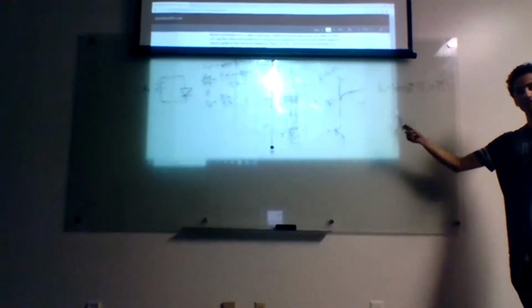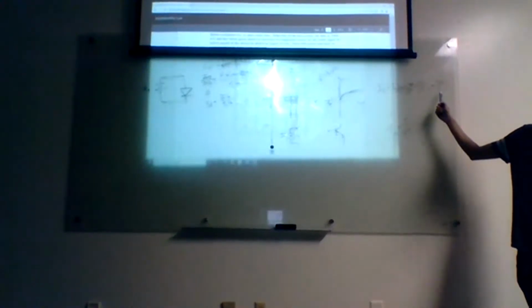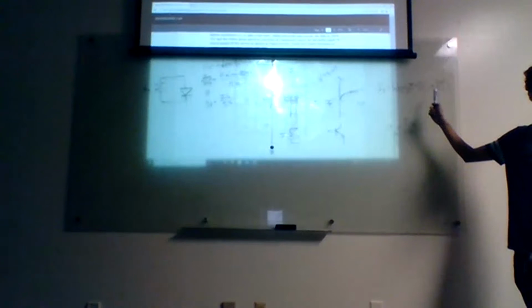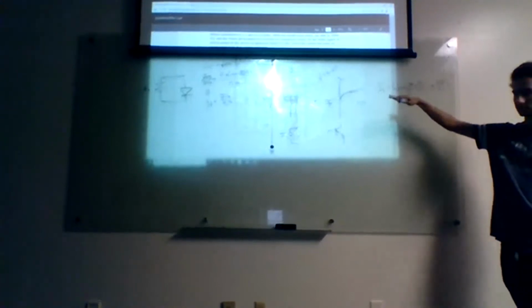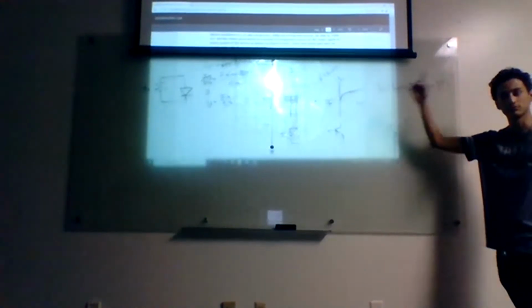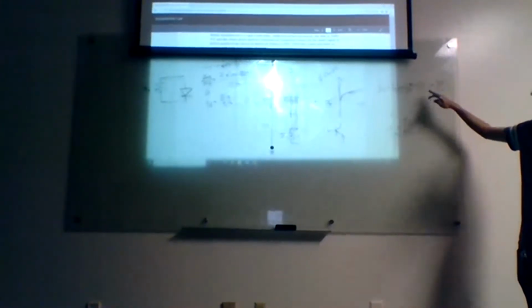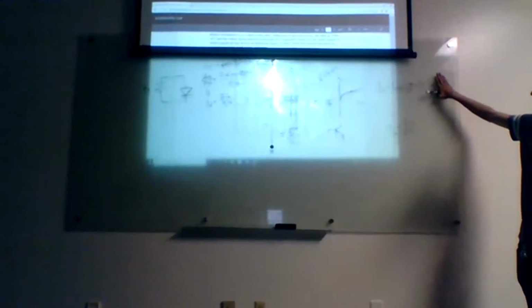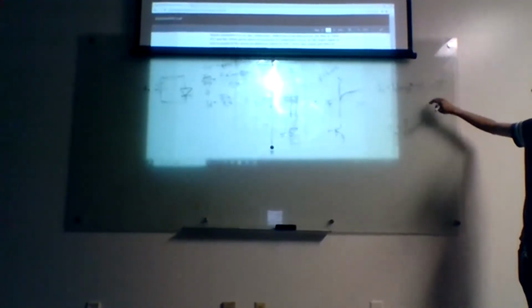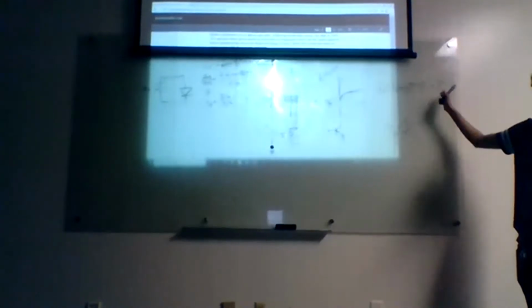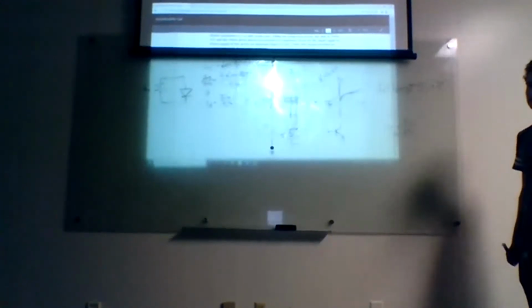If the BJT is ideal, VAF is infinite, because the slope would never touch the voltage axis. So if VA is infinite, then your IC equation only depends on VBE. But in a non-ideal case, IC also depends on your collector-emitter voltage.